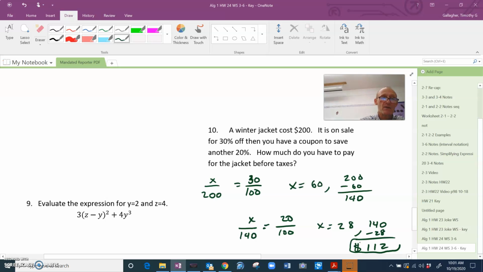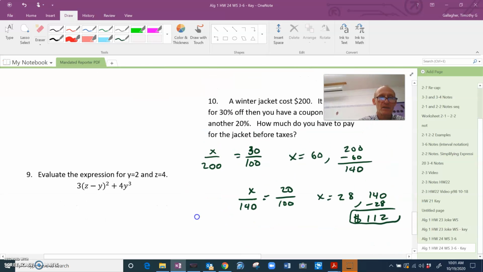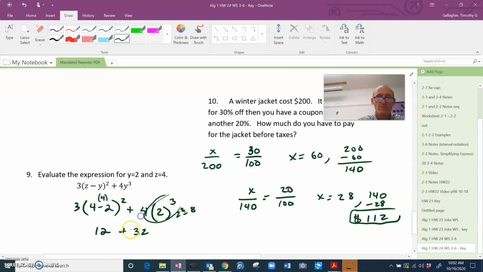Awesome. All right, last problem. I think it's the last problem. Yep. And this one is substitution. So we do 3 parentheses 4 minus 2 z minus y squared plus 4 times 2 to the 3rd power. So this is 3 times 4, which is 12, because 4 minus 2 is 2. Squared is 4, so this is 4 right here. Plus 4 times 8, because 2 cubed is 8. We've got to do that first. All right, so then that's 44.